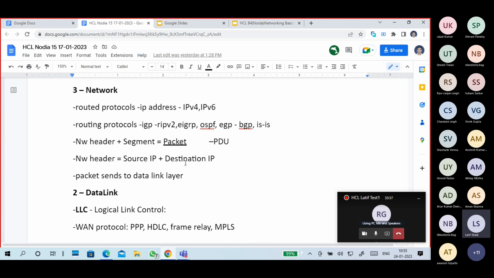So transport layer, what is the output PDU? What is the data we are getting? Segment. The segment is sent to the network layer. In the network layer, it is added with the network header, that is source IP address, destination IP address, and any routing information also will be added. The total PDU we call a packet, the network layer packet. And the network layer hardware-wise device is the router.